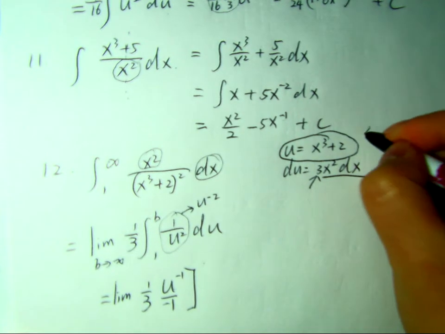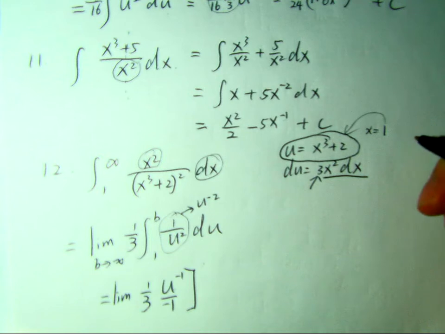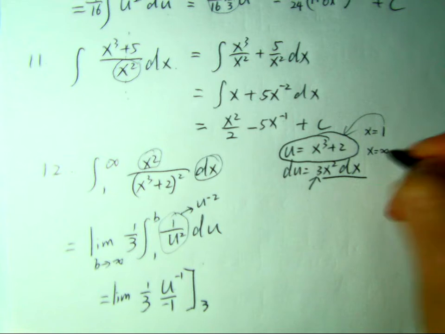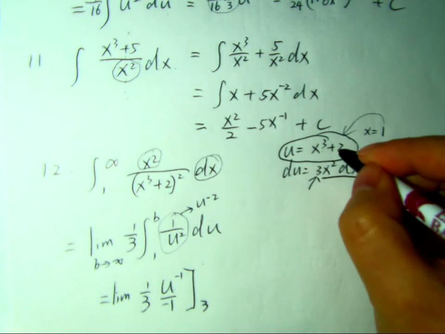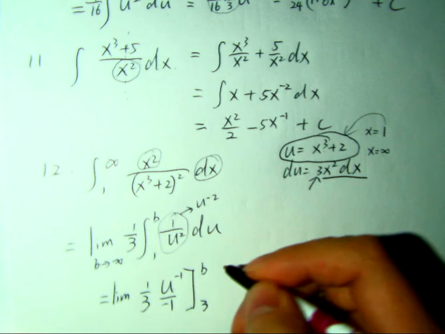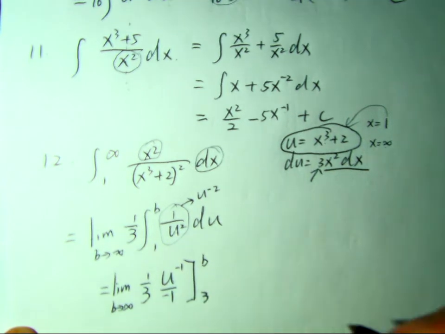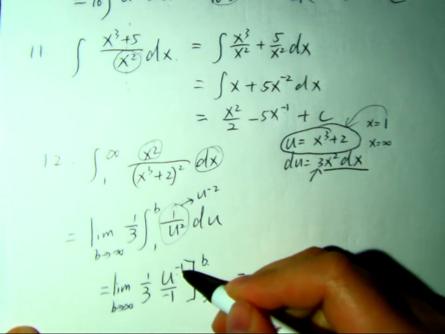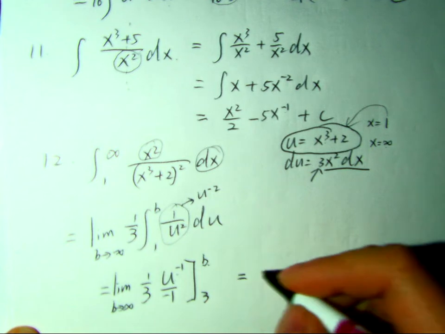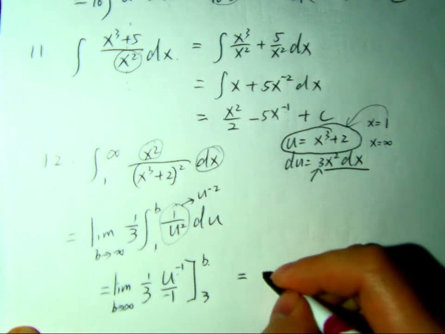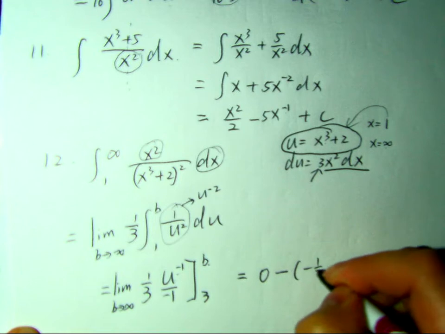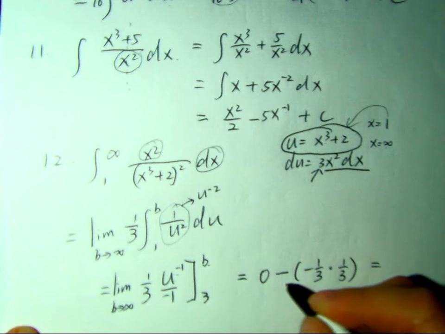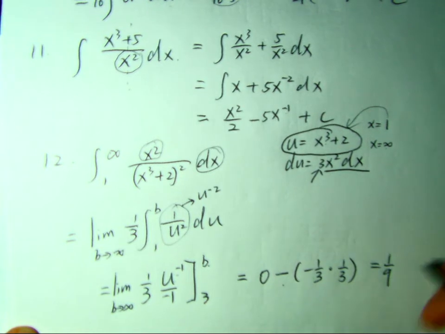So when x is 1, we're going to have a 3. So this number is going to be 3 right now. When x is infinity, infinity plus 2 is still infinity, so you're still able to use this b when b approaches infinity. And when I plug in infinity here with the negative power, that actually will be bottom heavy. When you have a bottom heavy, the limit is going to be 0. So 0 minus negative 1/3. And when you plug in 3, this is 1/3. And the negative answer will be positive 1 over 9.